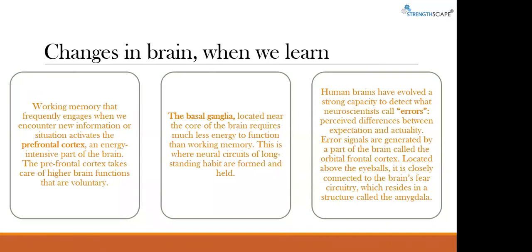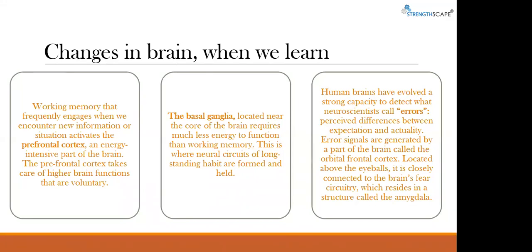The second part of the brain that we will look at is the basal ganglia. The basal ganglia is located near the core of the brain, which will be closer to the spinal cord. And this requires much less energy to function. So as opposed to the prefrontal cortex, the basal ganglia does not really need a lot of energy.